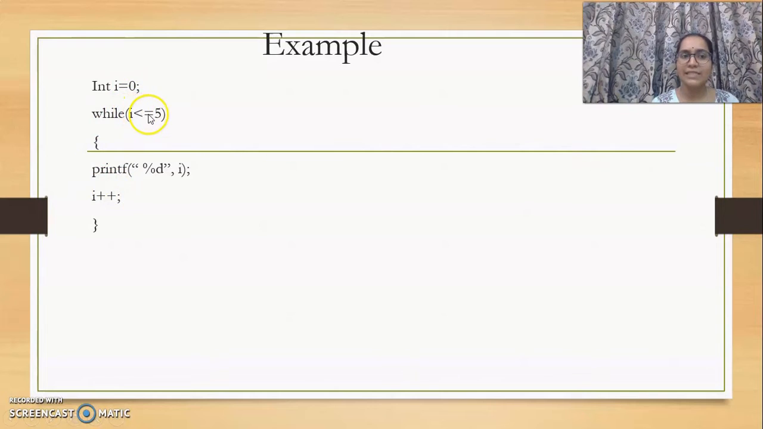And 5 is less than or equal to 5. As there is an equals to sign, in this case the condition is also true. If it were only less than, then this condition would not be true. So the condition is true, print the 5, and I now becomes 6. Now it will check again: 6 is less than or equal to 5? No, that means the while condition has become false.